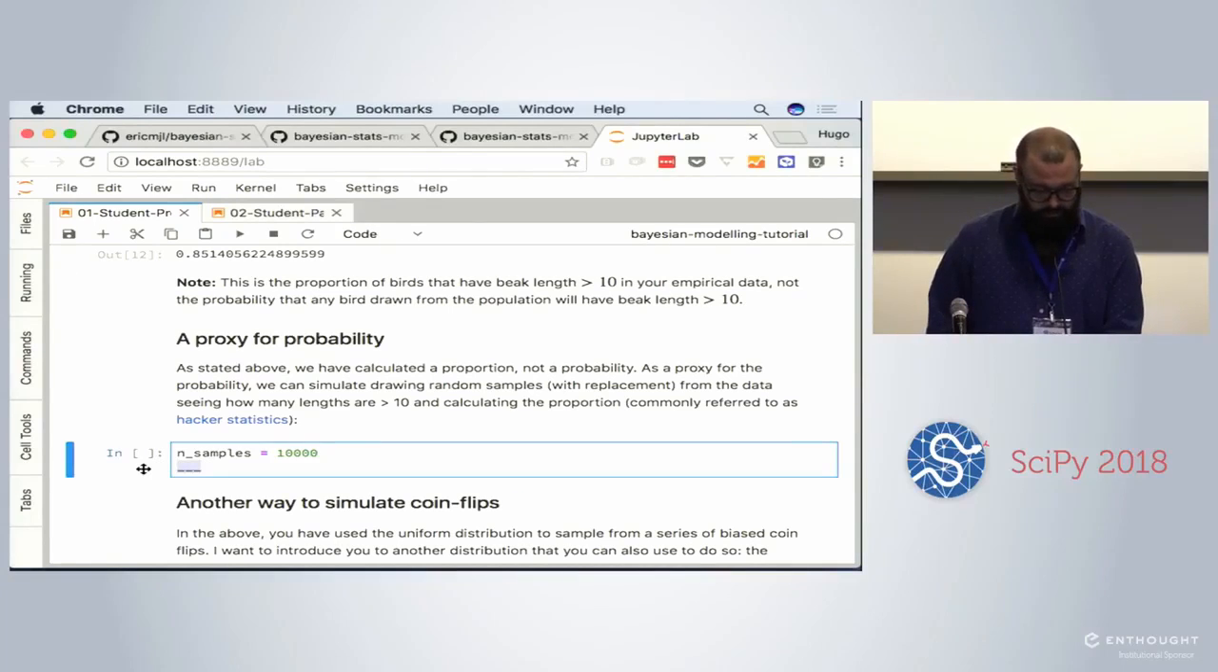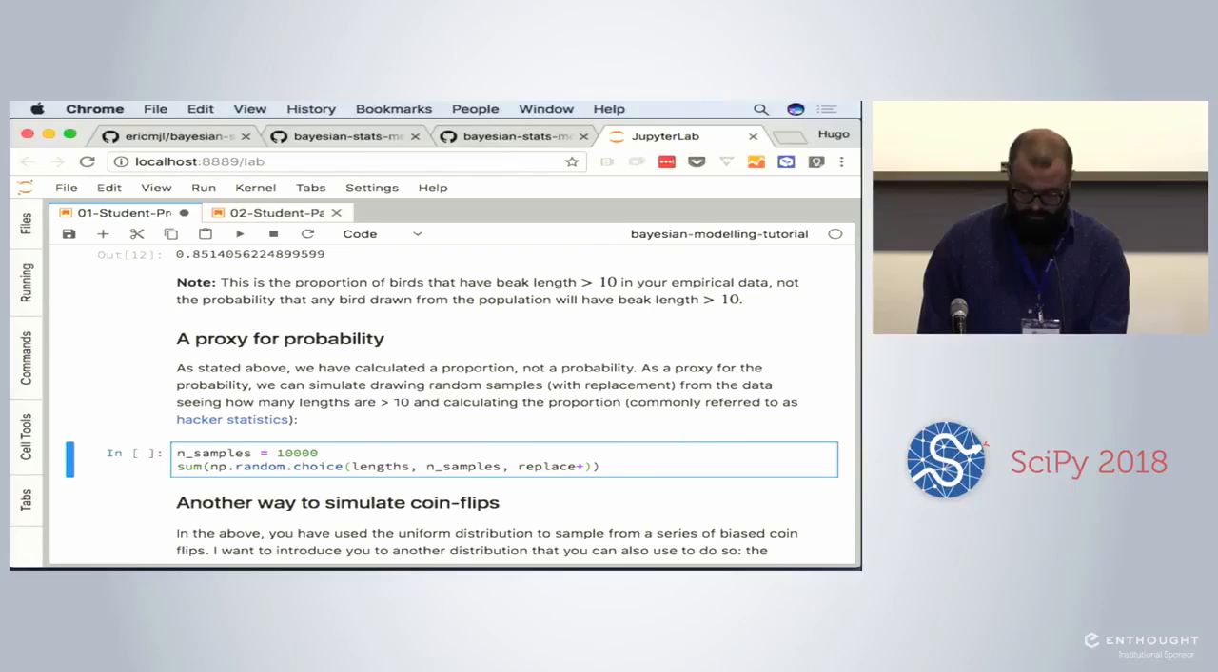Okay, so we're going to have that many samples, and then once again, we're going to take the sum. Now, to draw random samples, there are several ways to do this. We're going to use random.choice. We're going to choose from the lengths. How many are we going to choose? We're going to choose n samples, which is 10,000 in this case, and we're going to allow drawing with replacement, so we put the keyword argument replace equal True.